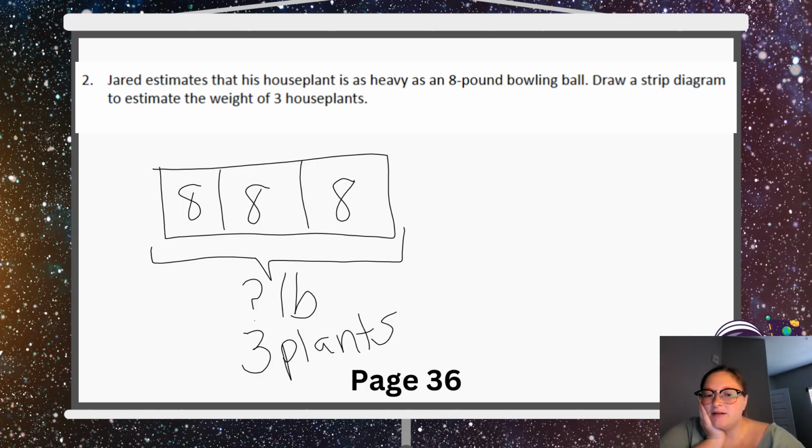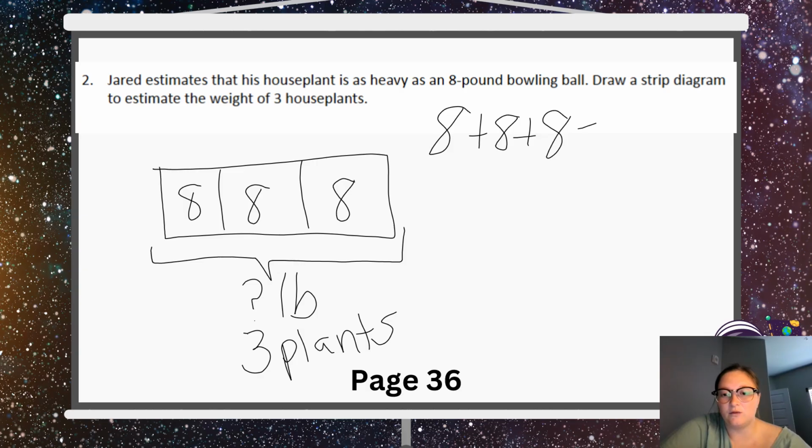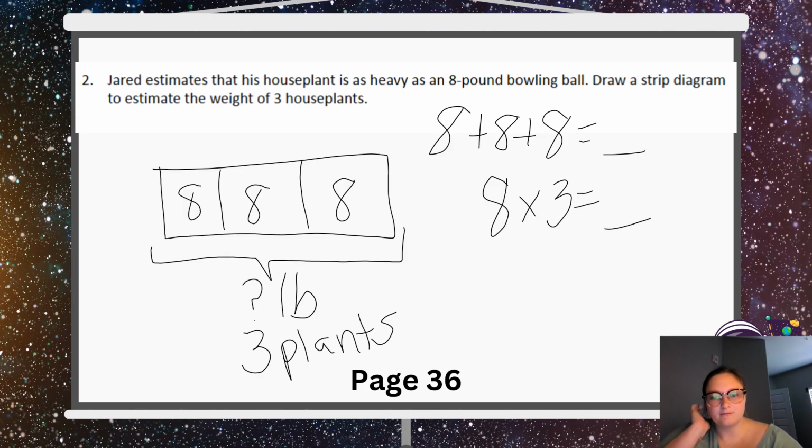What am I doing to find how many pounds all 3 houseplants weigh together? That's right, I can use repeated addition. 8 plus 8 plus 8 equals blank. Or I can use multiplication. 8 times 3 equals blank. So our answer is 24.